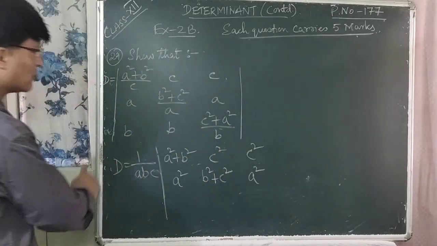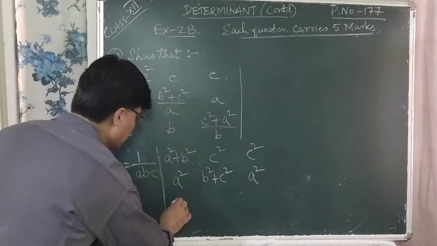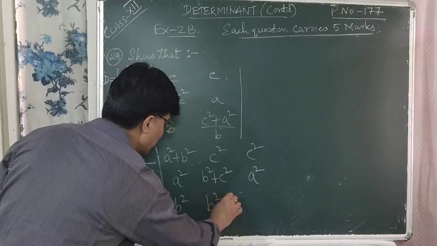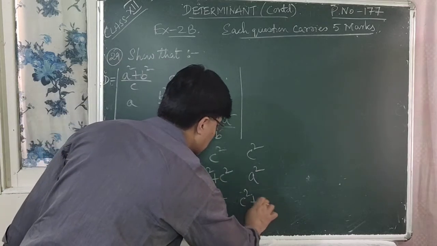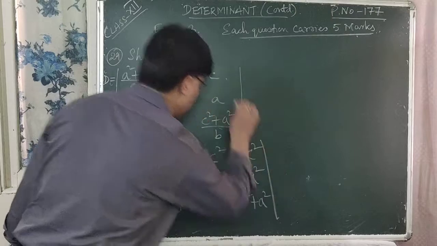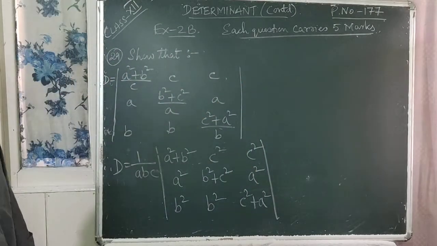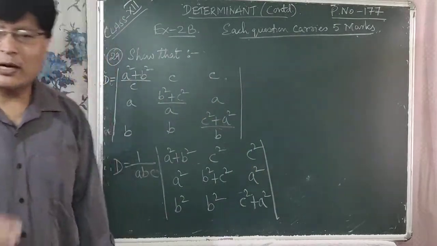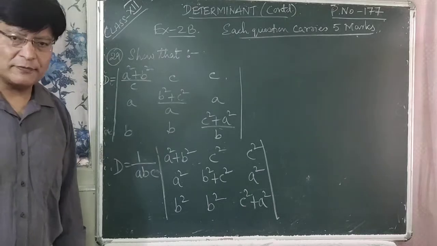Next, what will you do? Multiply all the elements of the third row by B. What do we get? It is B square, and this one is C square plus A square. Is that clear now? So now let us use properties of determinant.